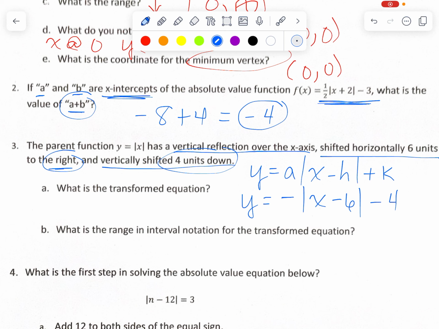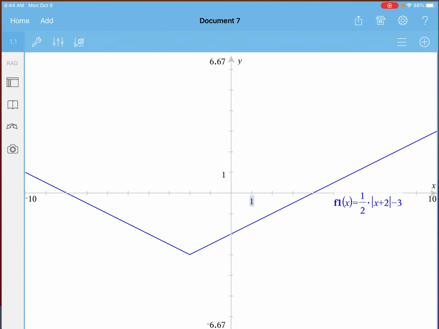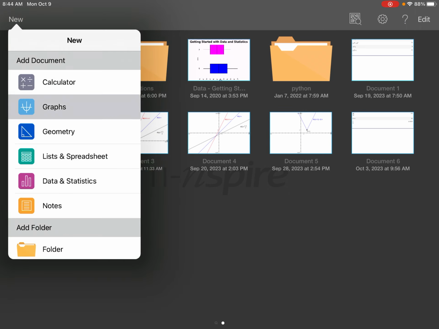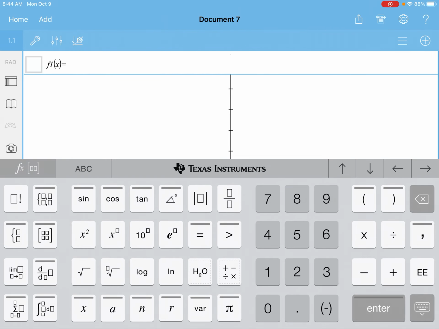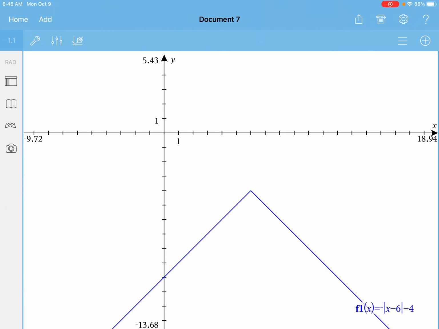Now what we want to do is write the range for this transformed equation. Here we go. New graphs. And then we go negative absolute value of x minus 6. And it was minus 4. So let's see. Did it flip upside down? Yes. Did it move 6 units to the right? 1, 2, 3, 4, 5, 6. Yes. Did it move 4 units down? Yes. So now we have arrows pointing down.